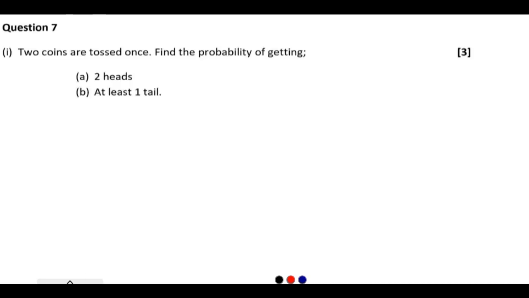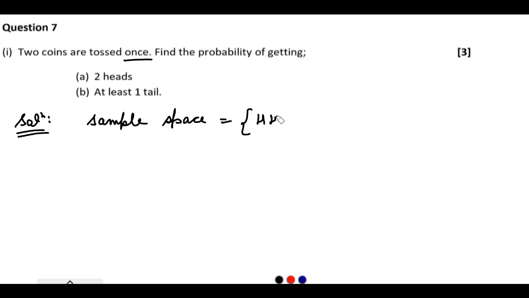Question number 7. Two coins are tossed once. Find the probability of getting two heads, at least one tail. If two coins are tossed, then the possible cases: दोनों कॉइन्स पर आपको हेड मिले, फर्स्ट पर हेड मिले, सेकंड पर टेल मिले, या फिर फर्स्ट पर टेल मिले, सेकंड पर हेड मिले. And one case you will get tail on both the coins. These are the possible cases, meaning the number of possible cases is 4.